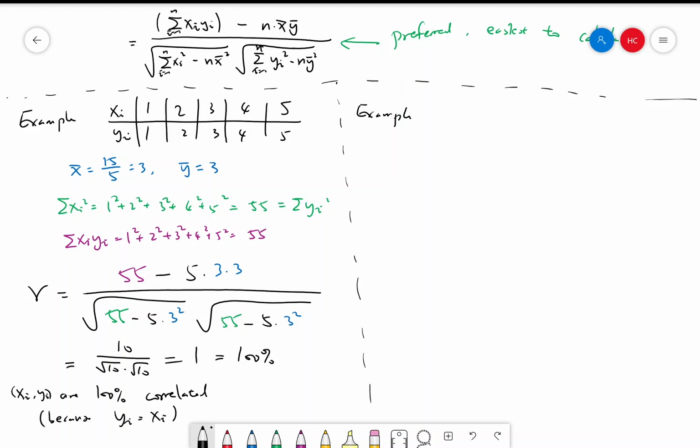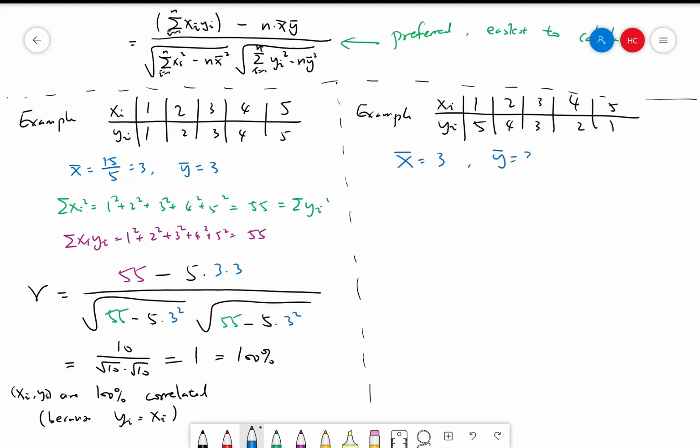Okay, so let's permute the example a little bit. xi is still 1, 2, 3, 4, 5, but yi this time is 5, 4, 3, 2, 1. So what's the same? x bar is still 3. y bar is still 3 because the yi's are the same set. The sum of xi squared is still 55. The sum of yi squared is still 55. But what changes is the sum of xi yi. This number is different because the order is different. So this is 1 times 5 plus 2 times 4 plus 3 times 3 plus 4 times 2 plus 5 times 1. That's 5, 13, 22, 30, 35.